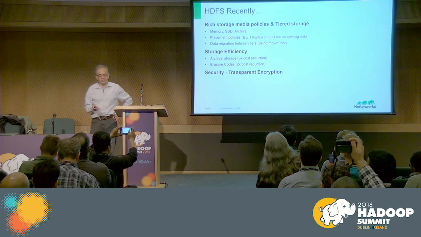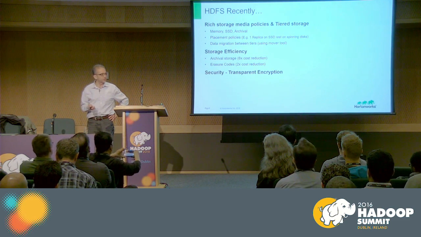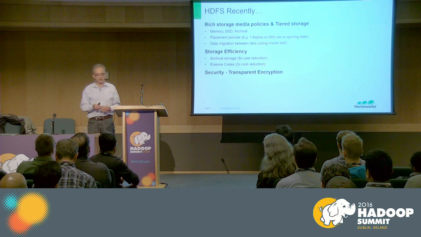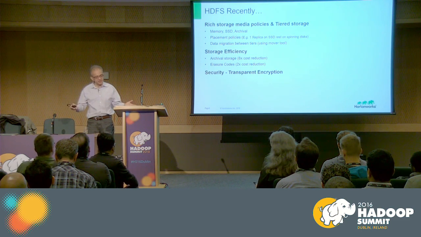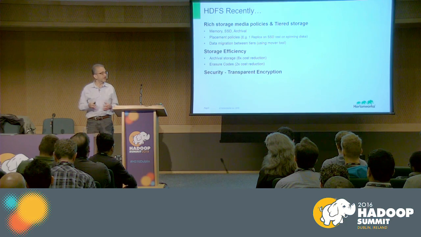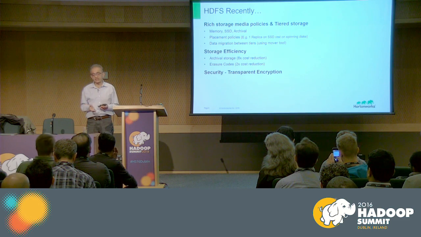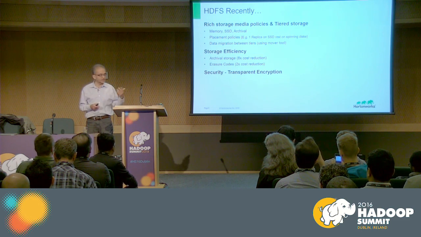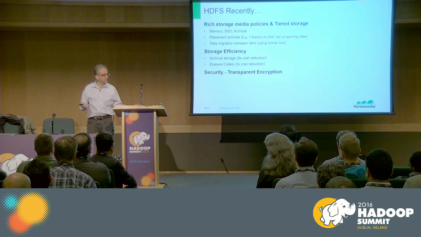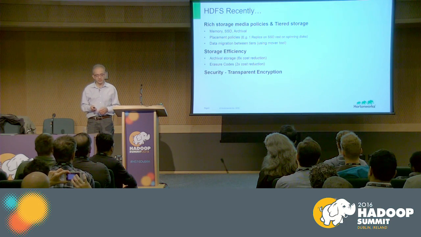So just quickly to reiterate, recently we have had rich storage media policies and tiered storage. You can write policies to have one replica on SSD, the rest on spinning disk. Storage efficiency as part of the tiered storage: you can have archival storage with lots of lower-cost spinning disks and very few cores, and you can get a 6x reduction in your cost. For example, erasure code, which is in the works right now, gives you a 2x cost reduction. As I mentioned, we added transparent encryption.